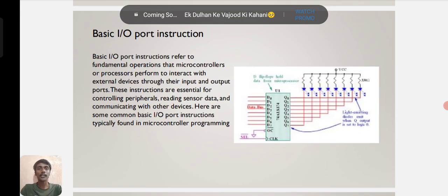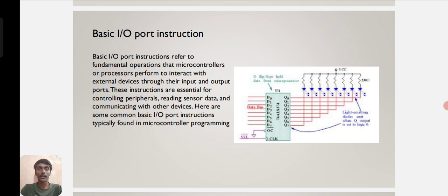Next slide is basic I/O port instructions. Basic I/O port instructions refer to fundamental operations that microcontrollers or processors perform to interact with external devices through their input and output ports. These instructions are essential for controlling peripherals, reading sensor data and communicating with other devices. Here are some common basic input-output port instructions, typically found in microcontroller programming.